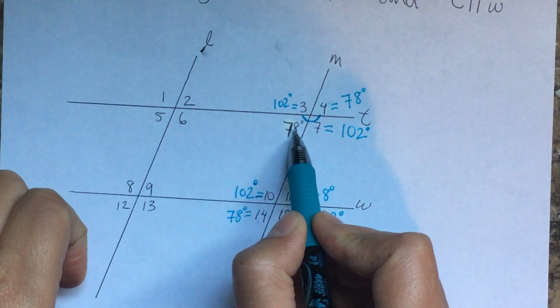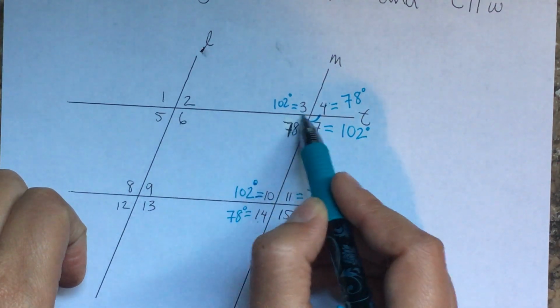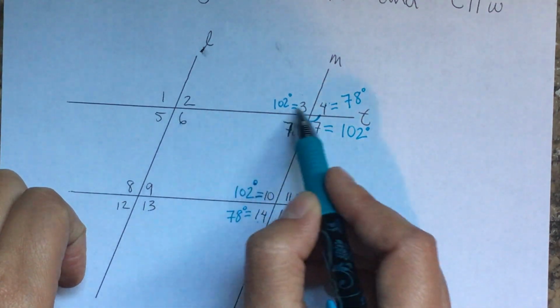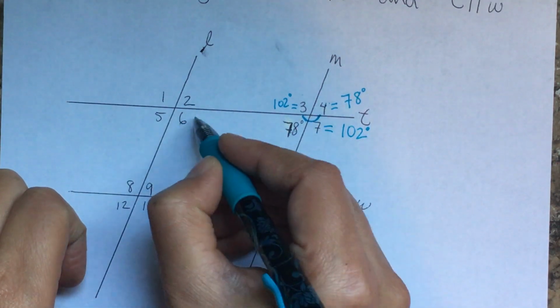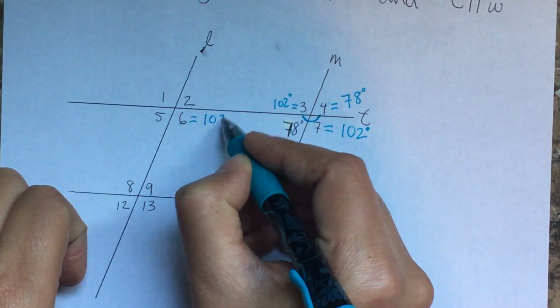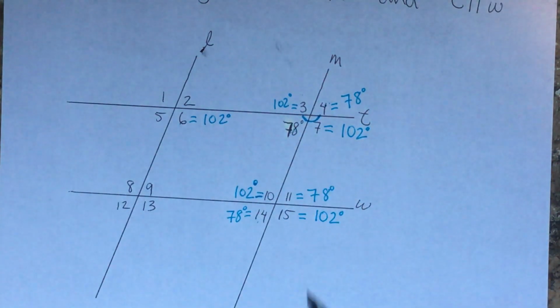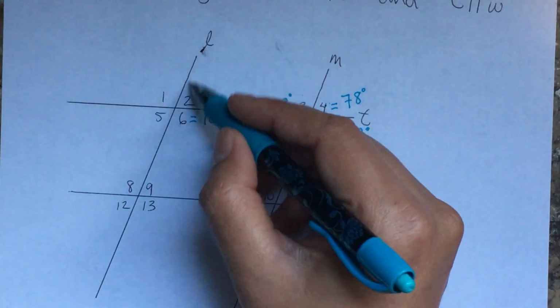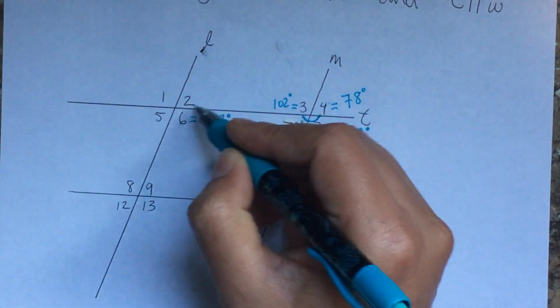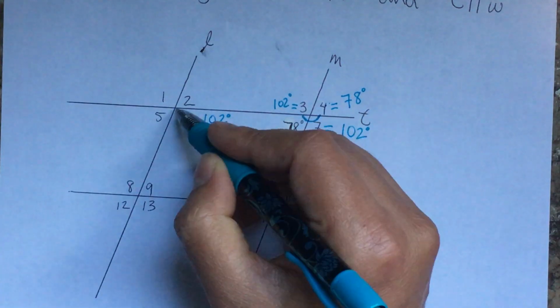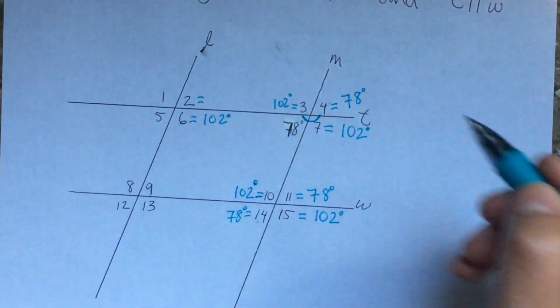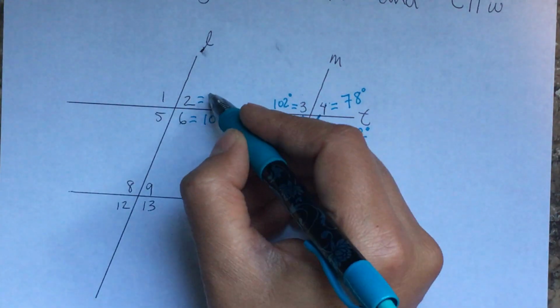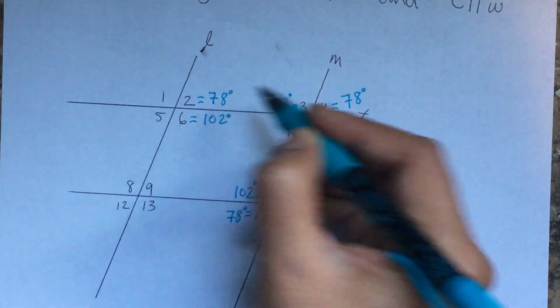These are same side interior angles, the C. That means that they add to 180. So that's 102. Together they make 180. This is another same side interior angles. Same side interior angles add up to 180. So this is going to be 78.